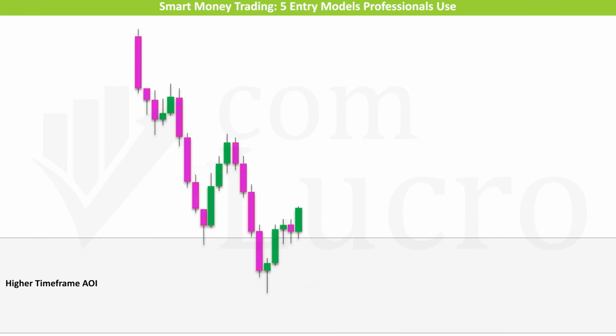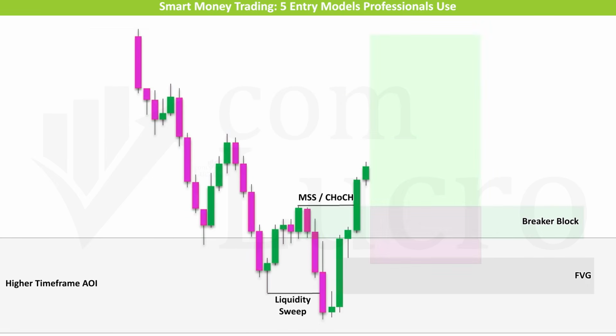Breaker blocks are often the main reason why price does not return to a fair value gap that forms immediately after a liquidity sweep or after tapping into a higher time frame area of interest. In many situations, breaker blocks are positioned slightly above or below the fair value gap. Because of this positioning, price is more likely to react from the breaker block first instead of fully filling the gap. That said, it is important to keep one thing in mind.